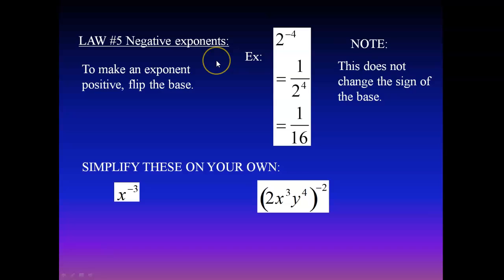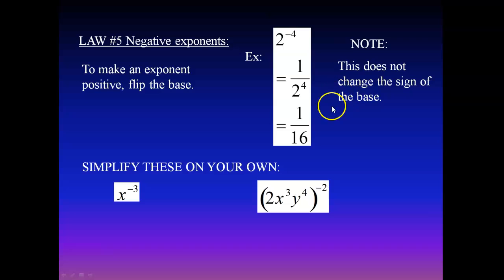Let's take a look at the negative exponent. To make the exponent positive, you have to flip the base. Look, the base here is 2. If you flip the base, it will be 1/2. And now the negative sign of the exponent changes to positive. So then 1 to the fourth power is 1, so therefore we get 1 over 2 to the fourth power, which is 1 over 16.